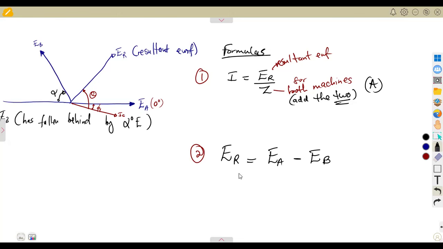So in terms of the normal calculations, if you are using the angles that you'll be given, it follows that you can even calculate your ER as EA. Remember, EA is in phase. It is 0 degrees. It is taken at 0 degrees. So that is the angle of 0 degrees in polar form.